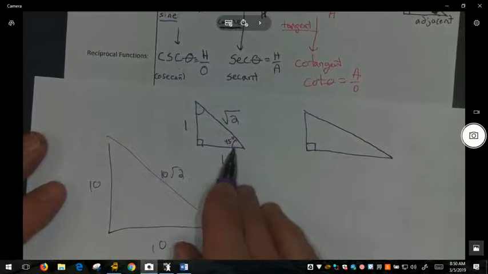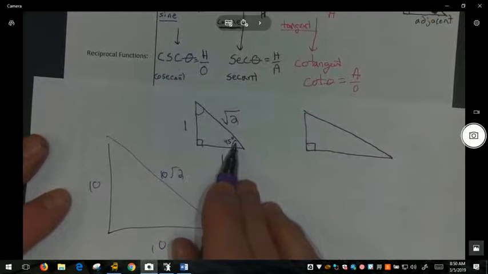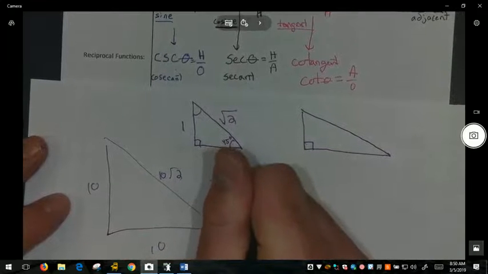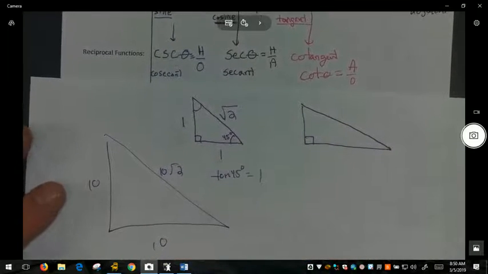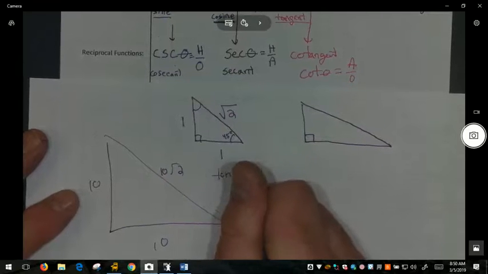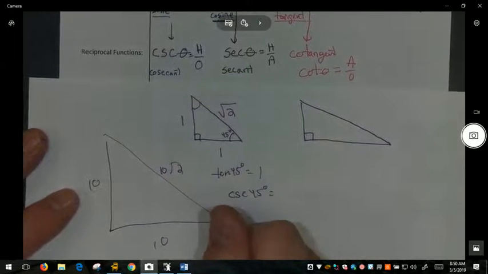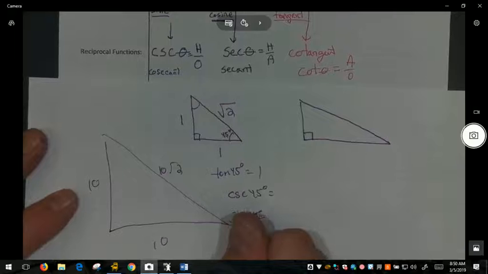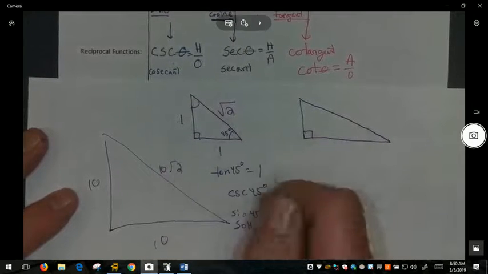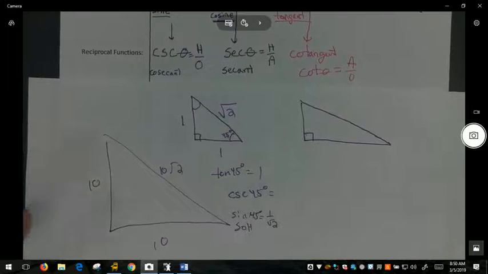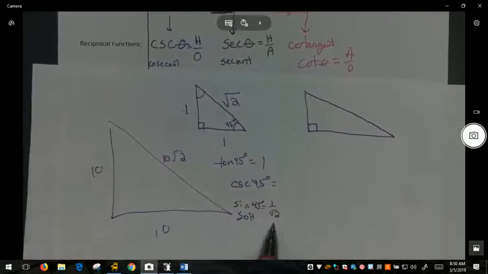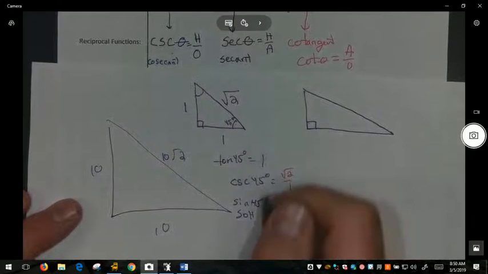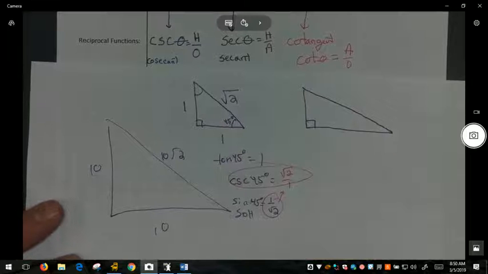So no matter what I do, the tangent of 45 degrees, tangent is opposite over adjacent, tangent of 45 degrees is 1. If I were to ask you to find the cosecant of 45 degrees, well, you'd first look at the sine. The sine of 45 degrees is opposite over hypotenuse, remember SOH, 1 over square root of 2. Now, if I were finding sine, I would have to rationalize this. But since I'm not finding sine, I'm rather finding cosecant, I just have to flip it. Square root of 2 over 1 is the cosecant of 45 degrees.